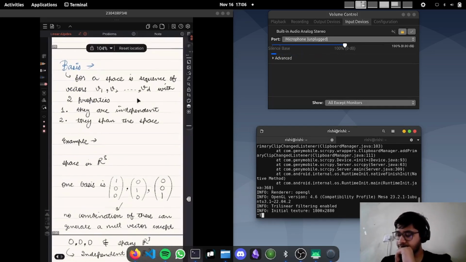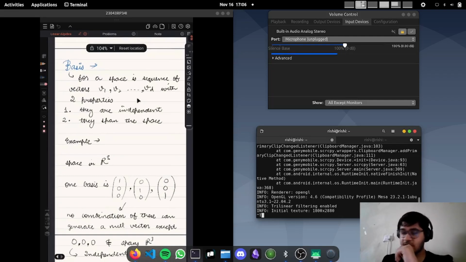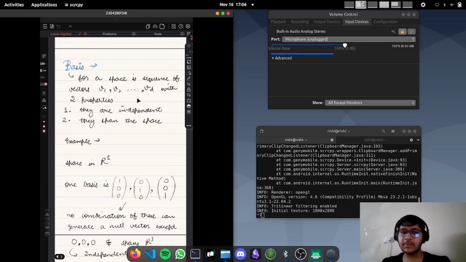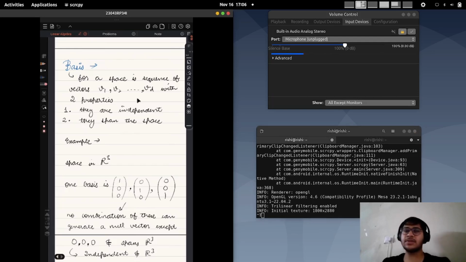So what is a basis? A basis for a space is a sequence of vectors with two properties. One is that they all span the space. They should also be independent. Independent means there should not exist a linear combination of them equating to 0. And they should span the space, which means all the combinations of them should be included in that space, and that should be minimal also.